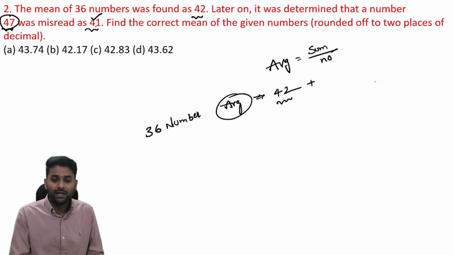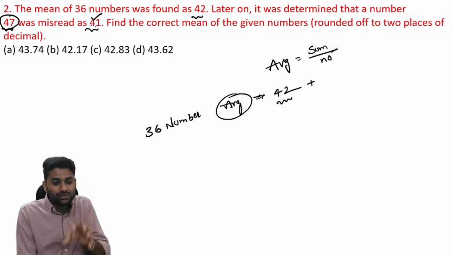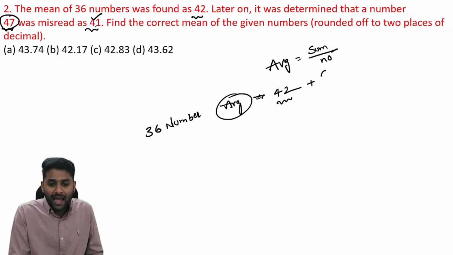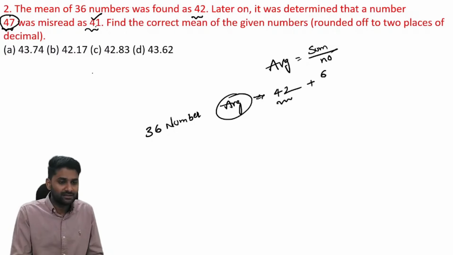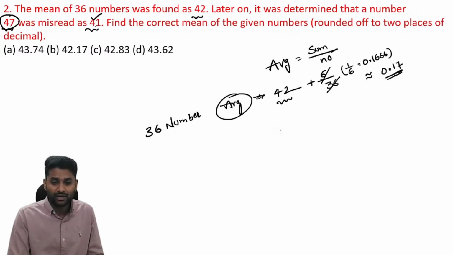That's why you have to add. Now we have to add to the average only. Instead of 47, they already used 41, which means we have to add 6 units. Clear? 47 is more than 41 by 6 units. That is all about the sum. Then how many total numbers are there? 36 numbers. 6 divided by 36 gives 1 by 6, which is 0.1666. They clearly mention rounding to two places, so the value is 0.17. This should be added to the 42. Then the average becomes 42.17, which is correct.